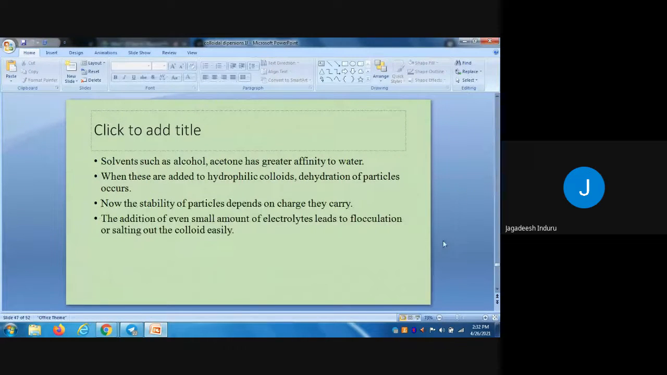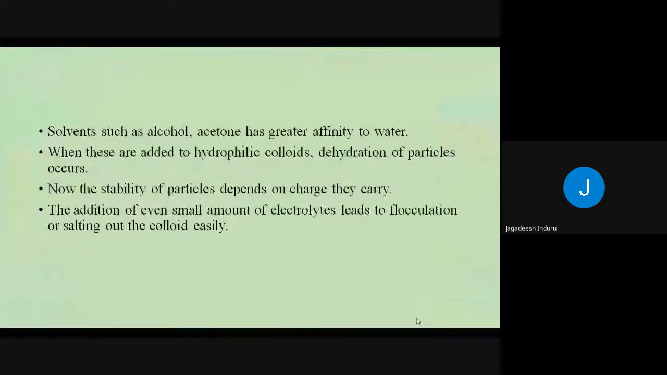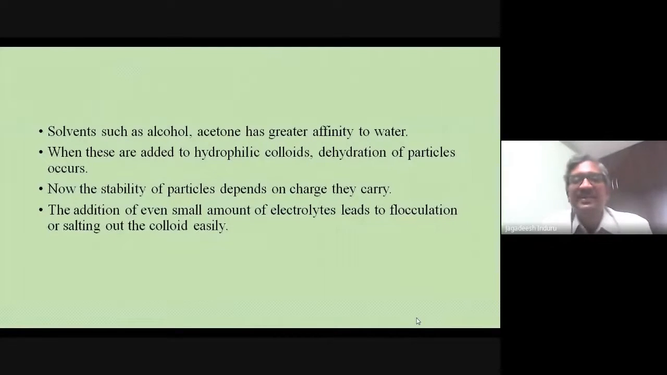Now coming back, some solvents will also cause depletion of water, like alcohol and acetone. They have more affinity to water, and they dehydrate and precipitate the lyophilic colloids. When these are added to hydrophilic colloids, dehydration of the particle occurs, and after dehydration, the stability of the particle depends upon the charge they carry. If they have an equal charge, which is higher, there will be repulsion, it will not form a sediment, and you are going to have greater stability.